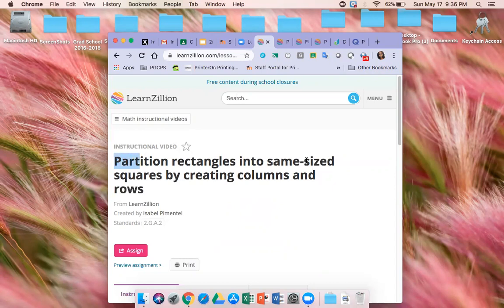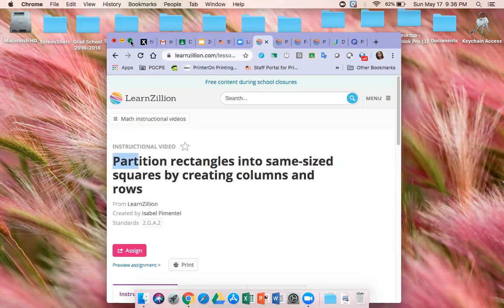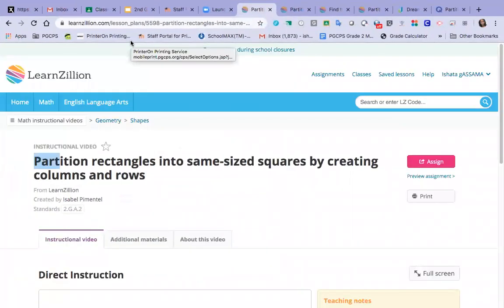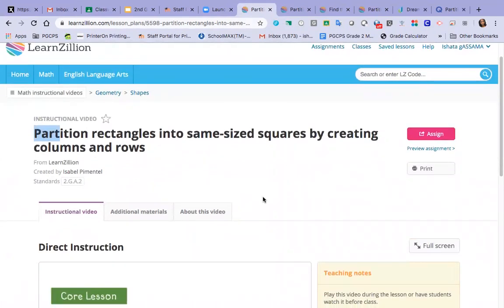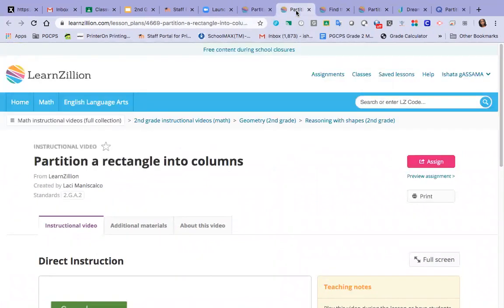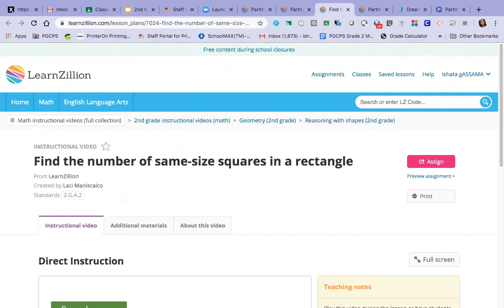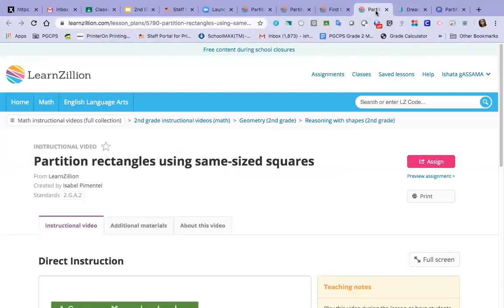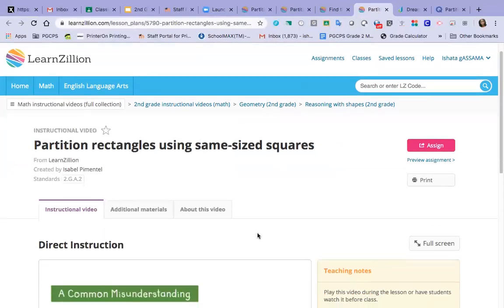So that's what we'll be doing. We'll be using our partitioning skills this week to divide rectangles into same size squares. And we have a couple of ways that we can do that. I have several videos for you guys. We have the first one, partitioning rectangles into same size squares by creating rows and columns. We all remember rows and columns from when we did arrays. We have, again, partitioning a rectangle into just columns. We have finding the number of same size squares in a rectangle. And lastly, partitioning rectangles using the same size squares.